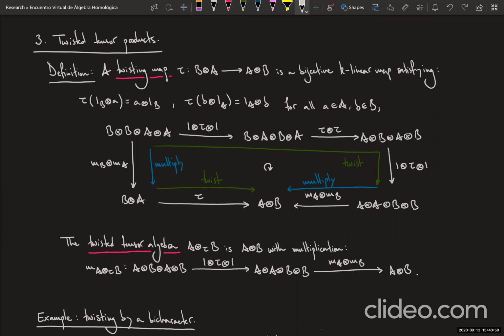So once we have such a nice twisting map, we can define the twisted tensor algebra, which we denote with this tau subscript on the tensor product. And this is the vector space A tensor B, and we define this new multiplication, which is first twisting and then multiplying. So we twist the pair B tensor A past each other, and then we multiply in A and we multiply in B. And it turns out that this operation is an associative multiplication.